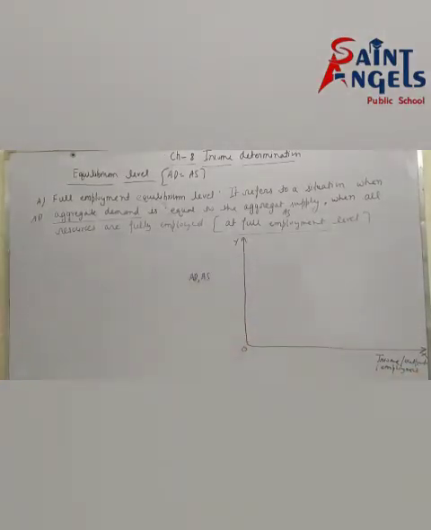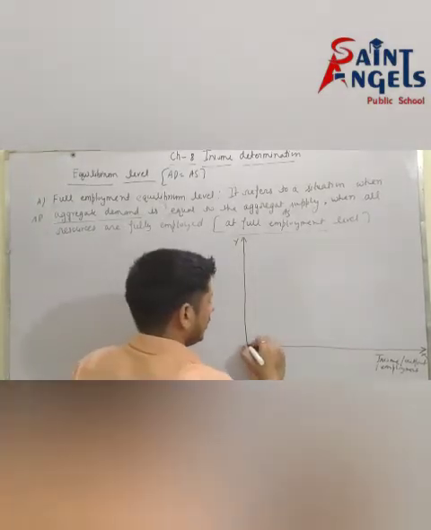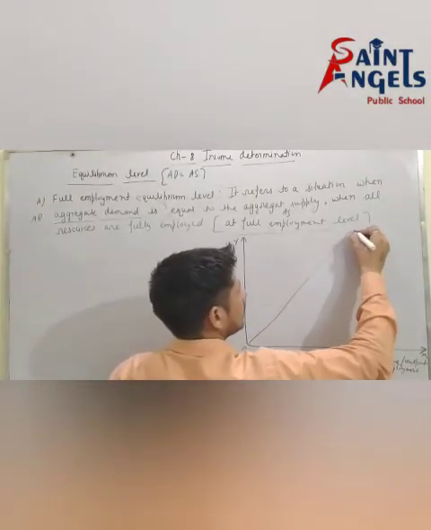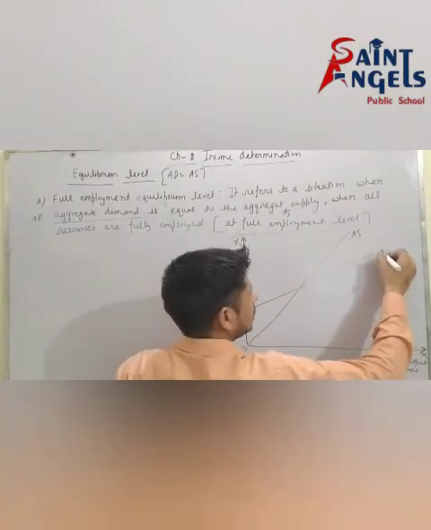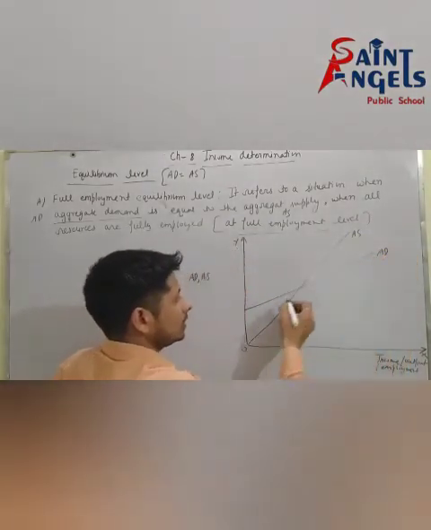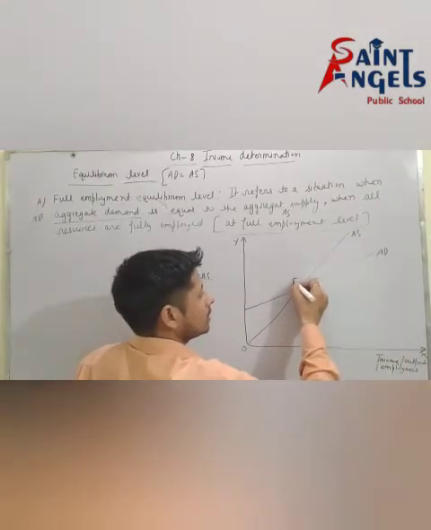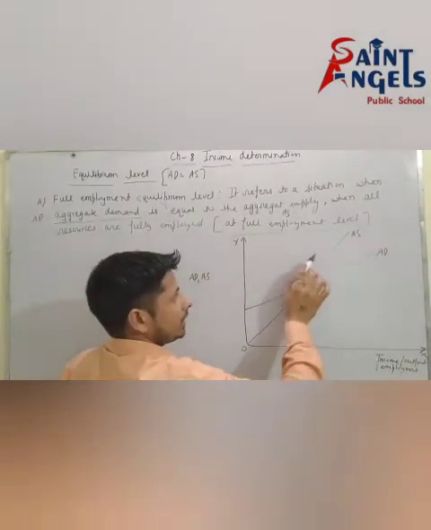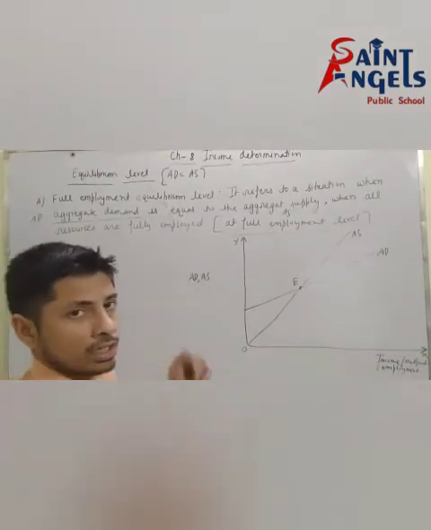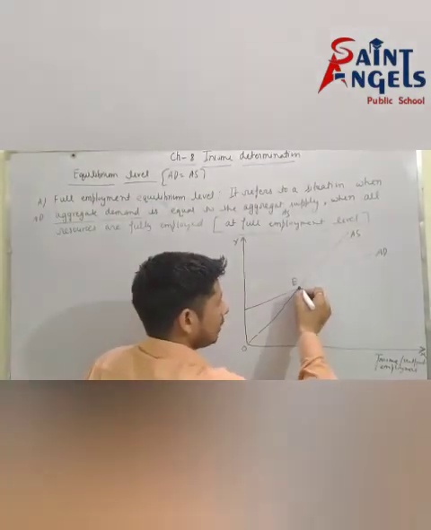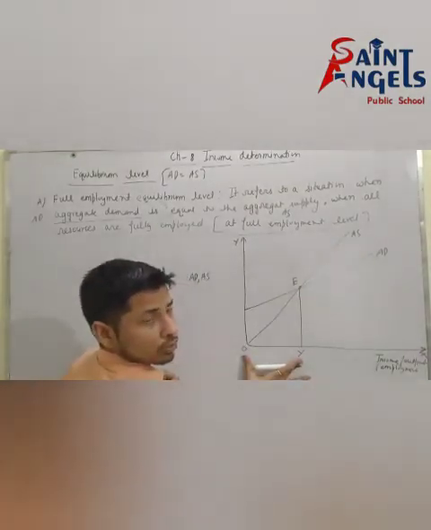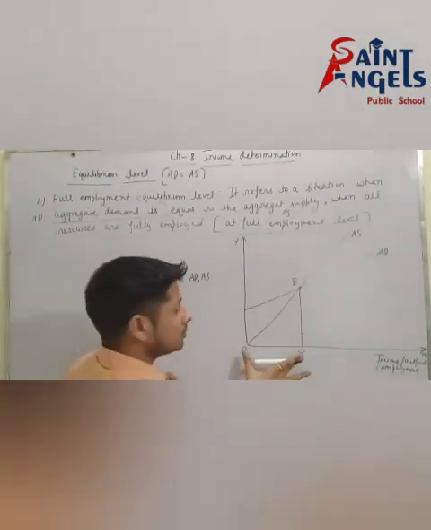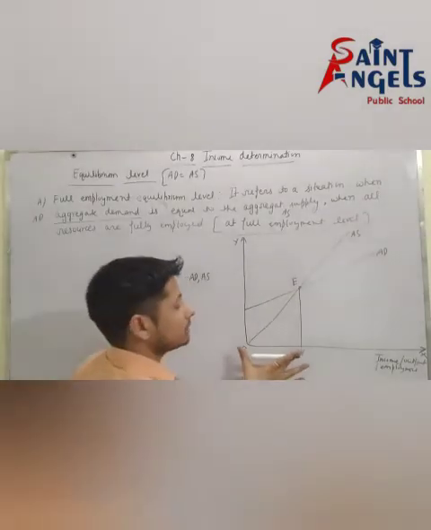Employment, is it visible or not? Yes, it is visible. You know that the aggregate supply curve will be like this and the aggregate demand curve will be like this. At this point AD and AS intersect each other at point E. Corresponding to point E, the equilibrium level of income is OY, the equilibrium level of output is OY, and the equilibrium level of employment is OY.